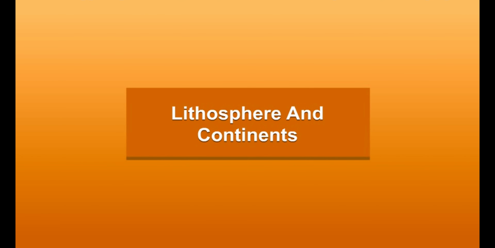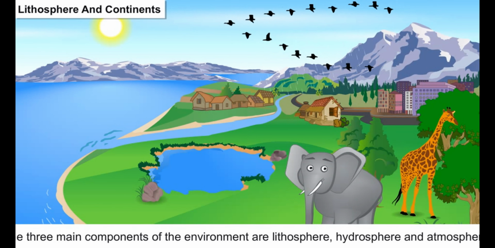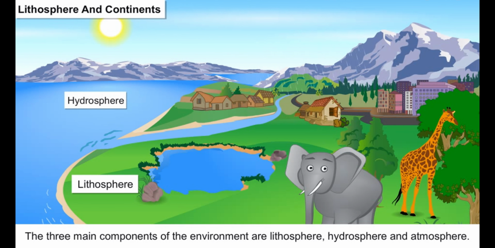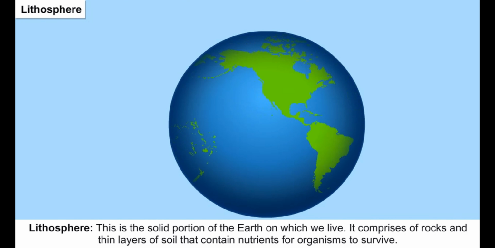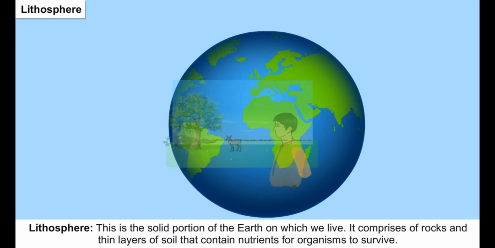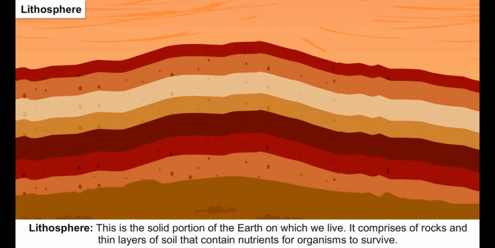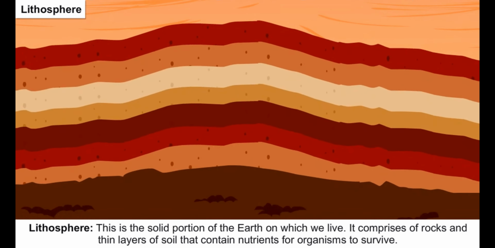Lithosphere and continents. The Earth is the only planet which has land, water, and air that are essential for life. The three main components of the environment are lithosphere, hydrosphere, and atmosphere. Lithosphere. This is the solid portion of the Earth on which we live. It comprises of rocks and thin layers of soil that contain nutrients for organisms to survive.